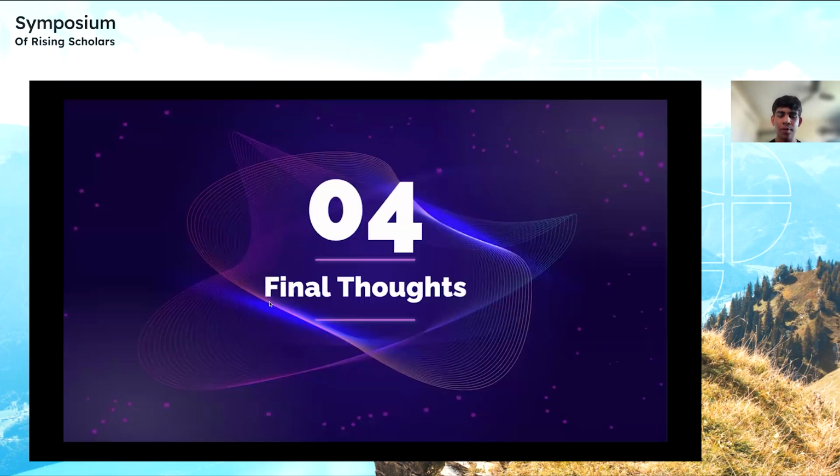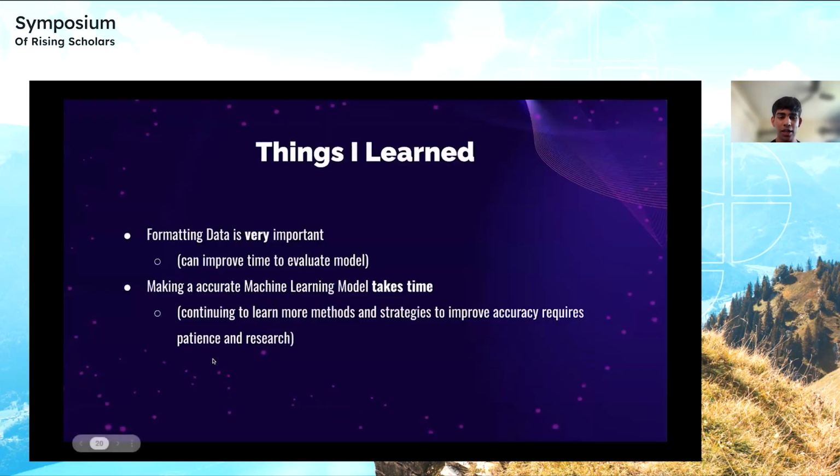So here are my final thoughts. I think formatting data is one of the most important things that you could do in machine learning because it can take time to improve and validate your model. And if your data isn't good, your machine learning model is nearly worthless because it doesn't know what to map an input to an output.